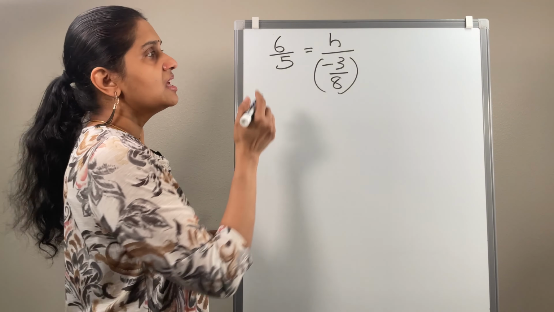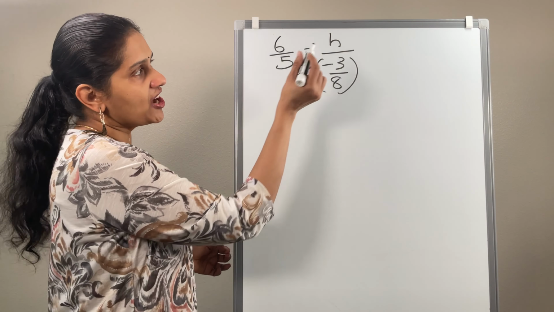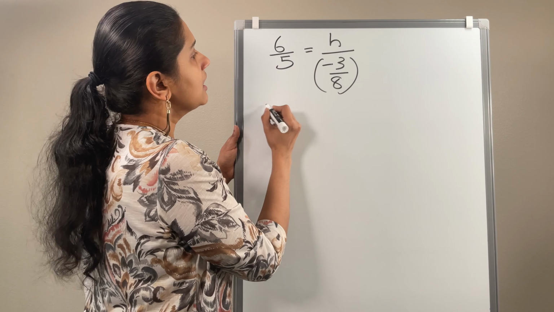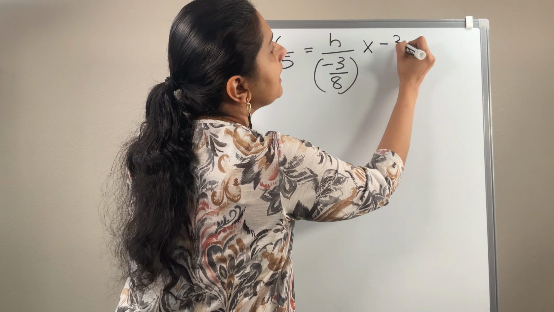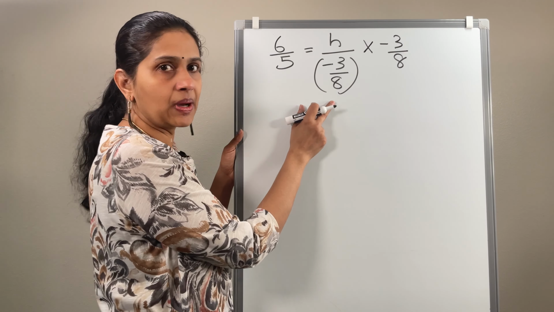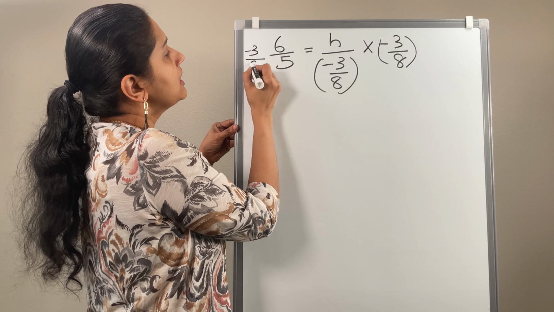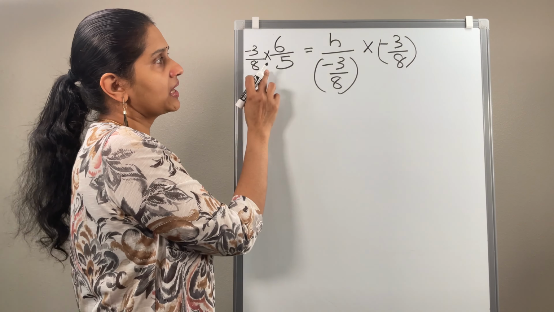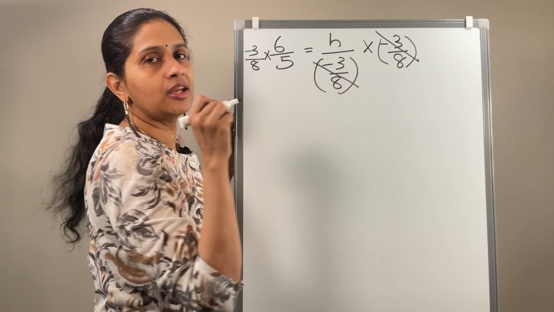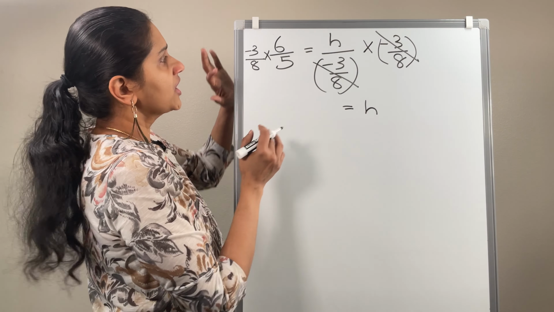Consider the example 6 by 5 equal to h by minus 3 by 8. So first we have to isolate the variable h. For that you need to multiply minus 3 by 8 on both sides. So in order to isolate the variable h, we have to remove minus 3 by 8, and so I am multiplying both sides by minus 3 by 8. Minus 3 by 8 times 6 by 5 equal to this. So now what will happen? Minus 3 by 8 will get cancelled out and we will be left with the variable h on the right side.